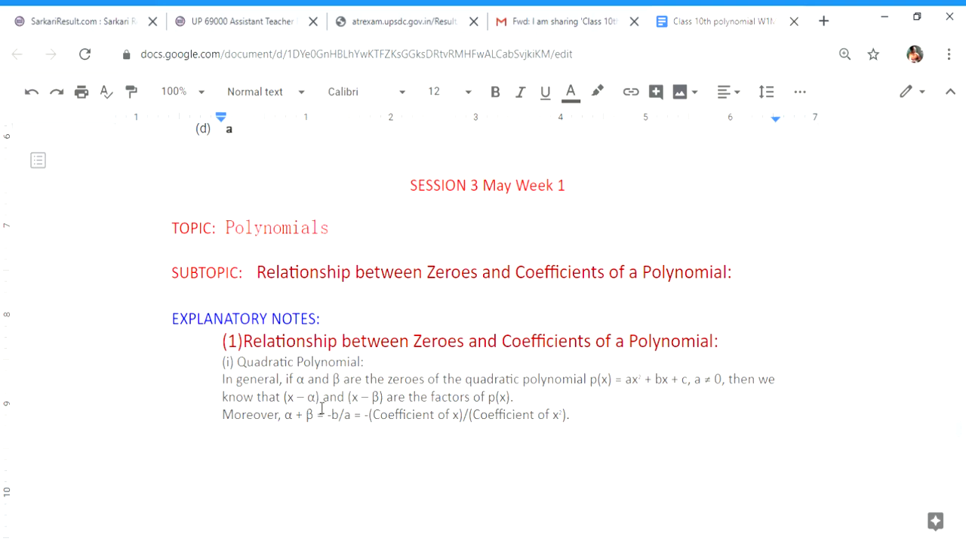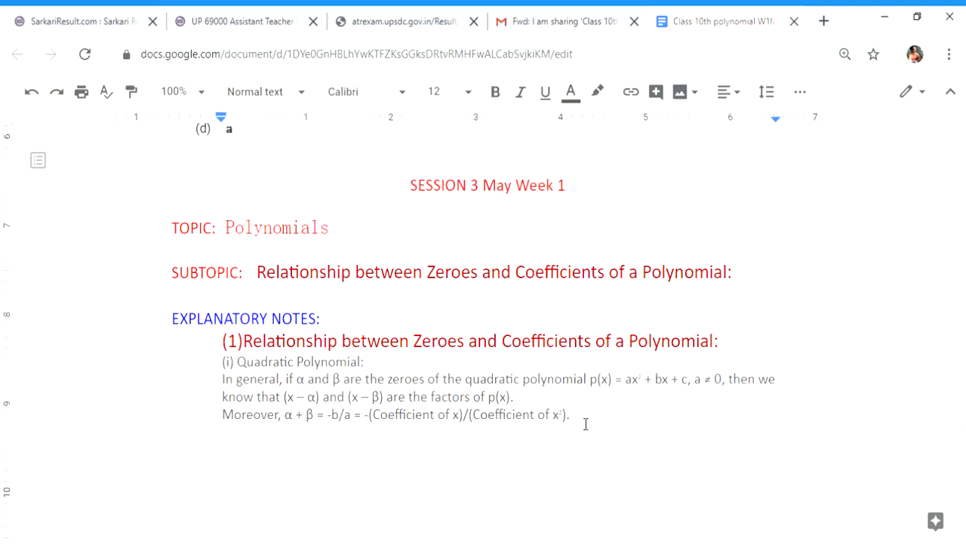When x minus alpha equal to 0, value of x becomes alpha, and when x minus beta equal to 0, value of x becomes beta. So we get alpha and beta as two zeros of this polynomial. This is a general form of quadratic polynomial. So we get this formula: sum of zeros of a quadratic polynomial equal to minus b upon a, or minus coefficient of x upon coefficient of x square.